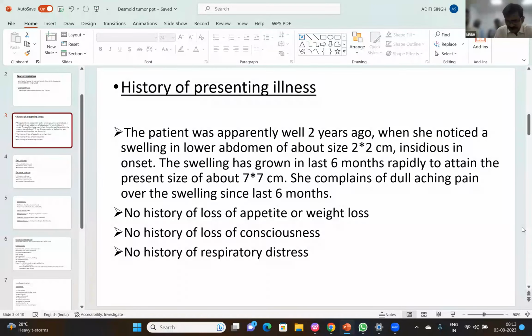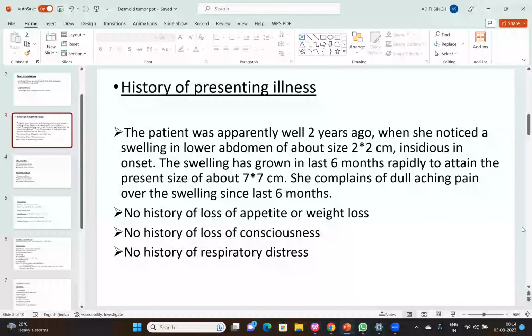In a patient who has a suspected desmoid tumor, is it common in men or women? In sporadic cases, it's more common in females. In familial cases, it's equal. What is the usual history, what is the scenario for a desmoid tumor to develop? This can happen following pregnancy. This can happen following some surgical trauma.